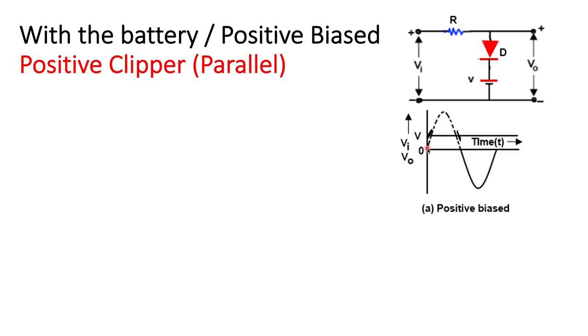So we have started from here. Then for above V, it will be V itself. And for below V, as earlier discussed, it is the same as the input voltage. So it will continue like this. Effectively, what we have done here is draw a line at V. Above V, we cut away. This much part of the input wave is cut. So we got this. This is the output wave. Since the positive part is cut away, we can call it a positive clipper. This is what happens in the case with the battery, when the battery is positive biased: the positive clipper parallel, clipped on the positive side.